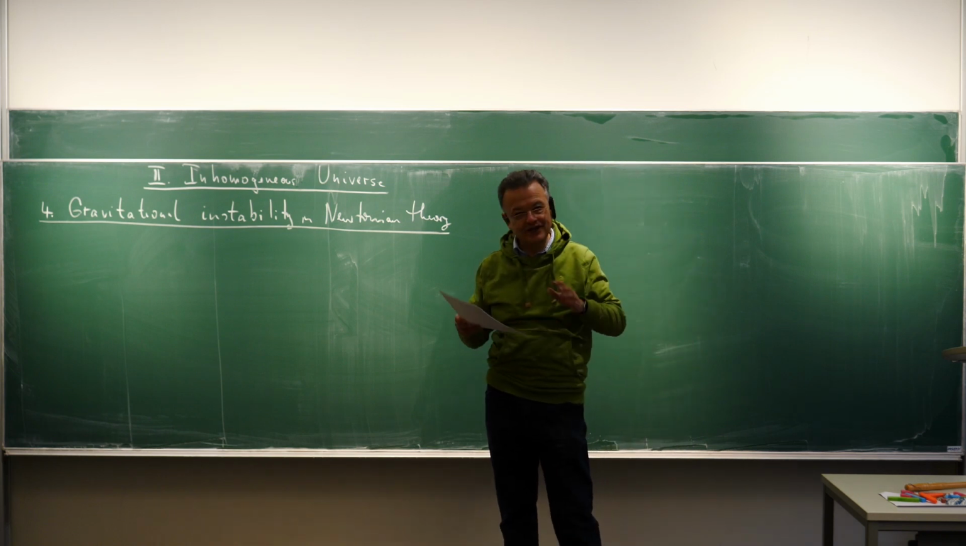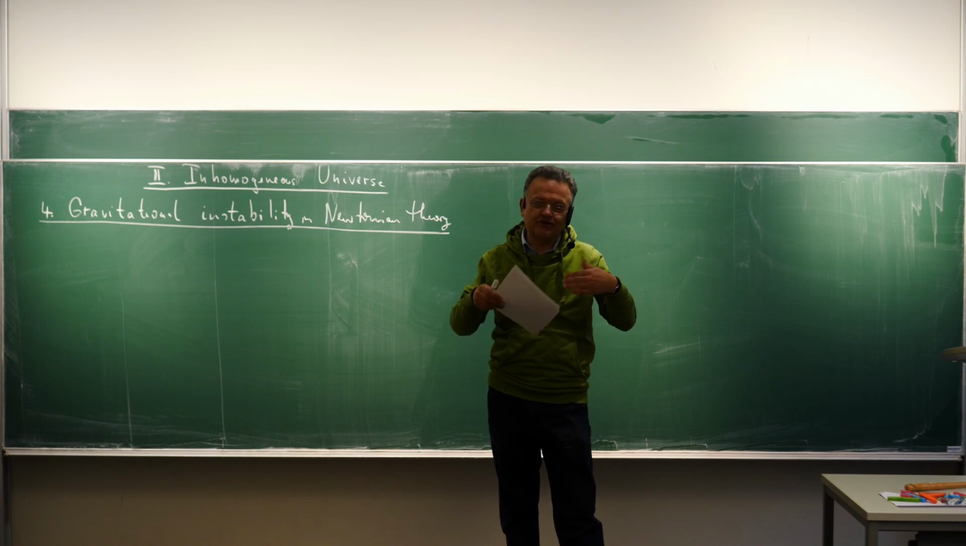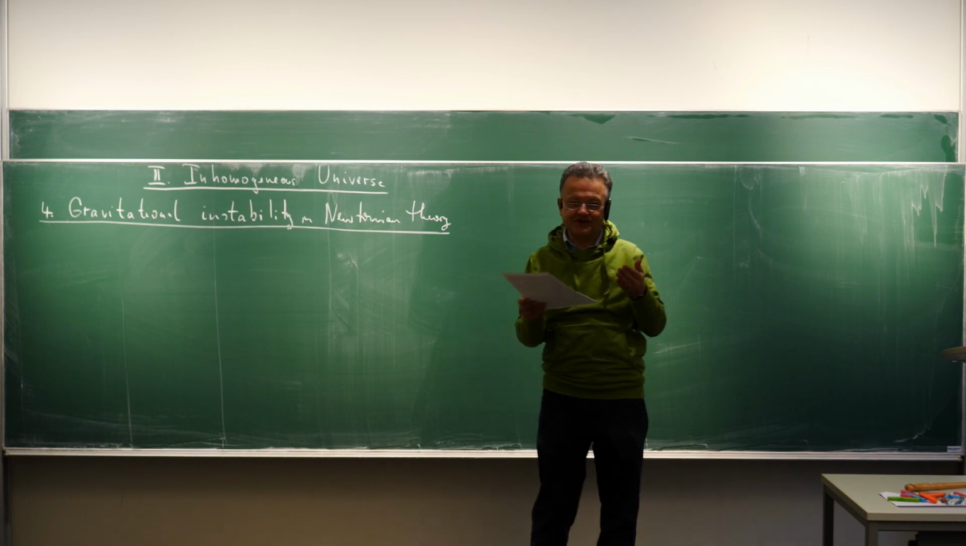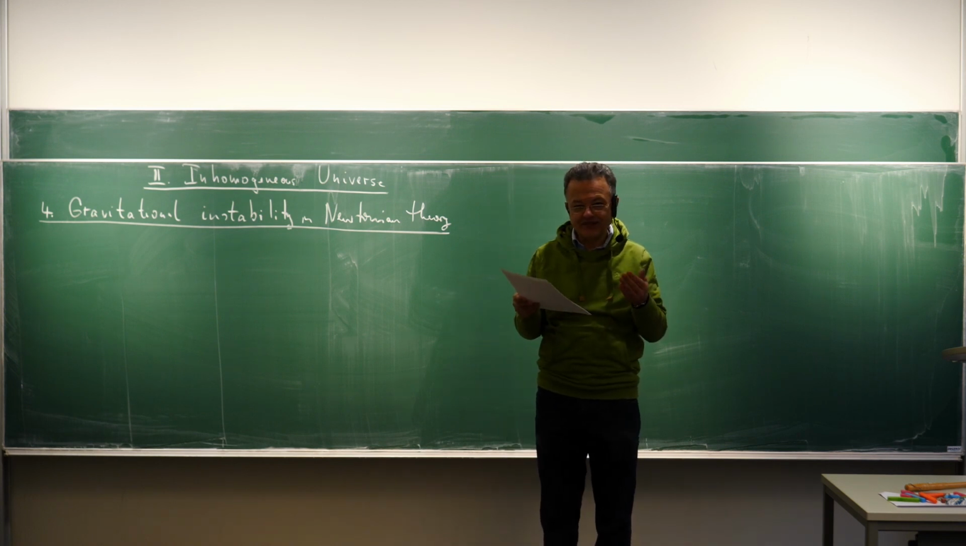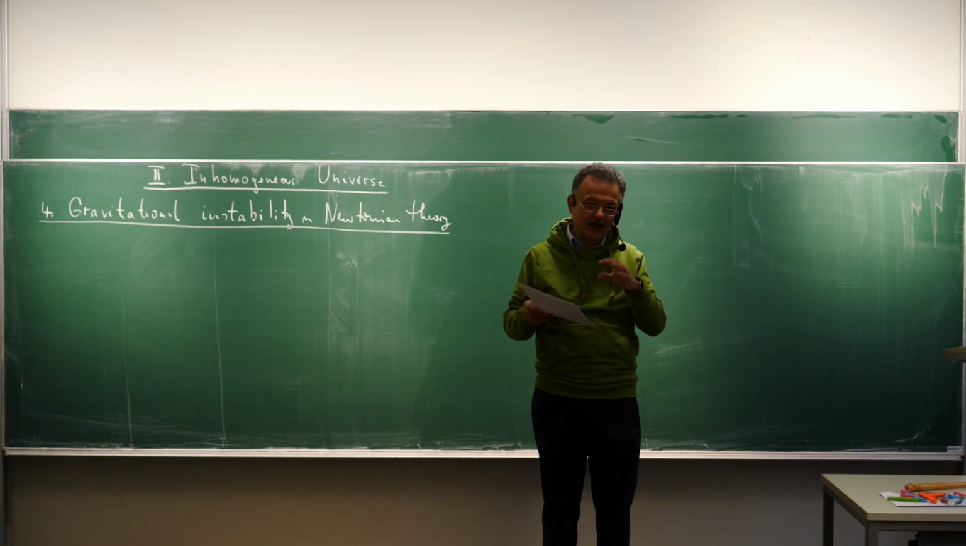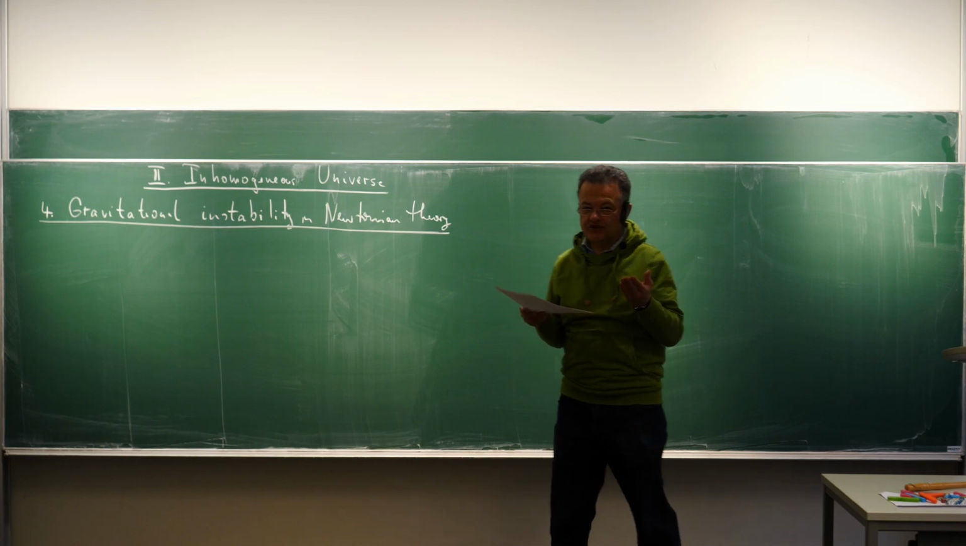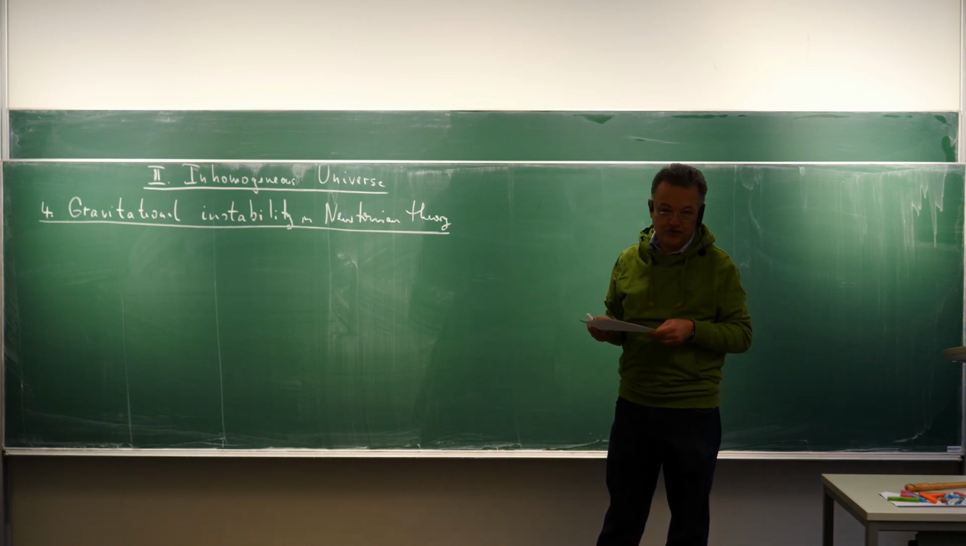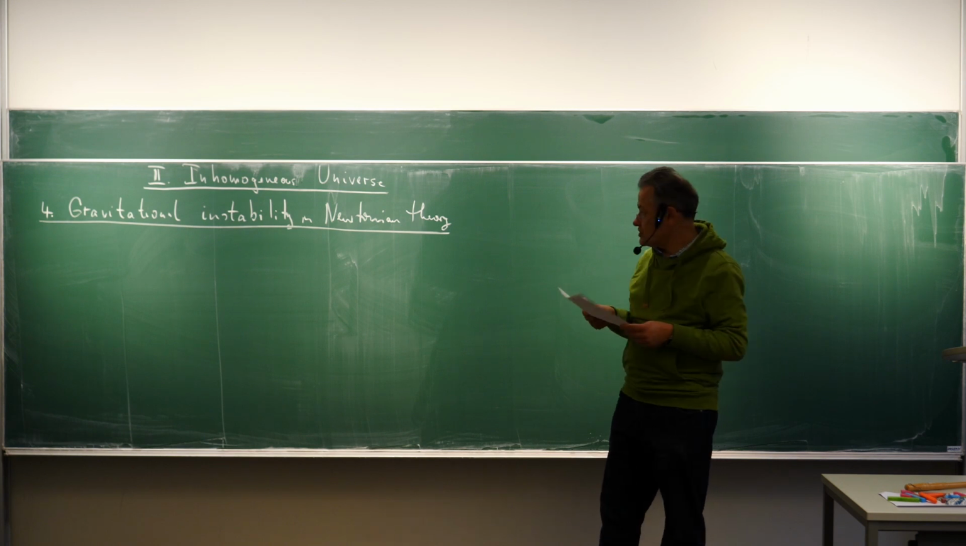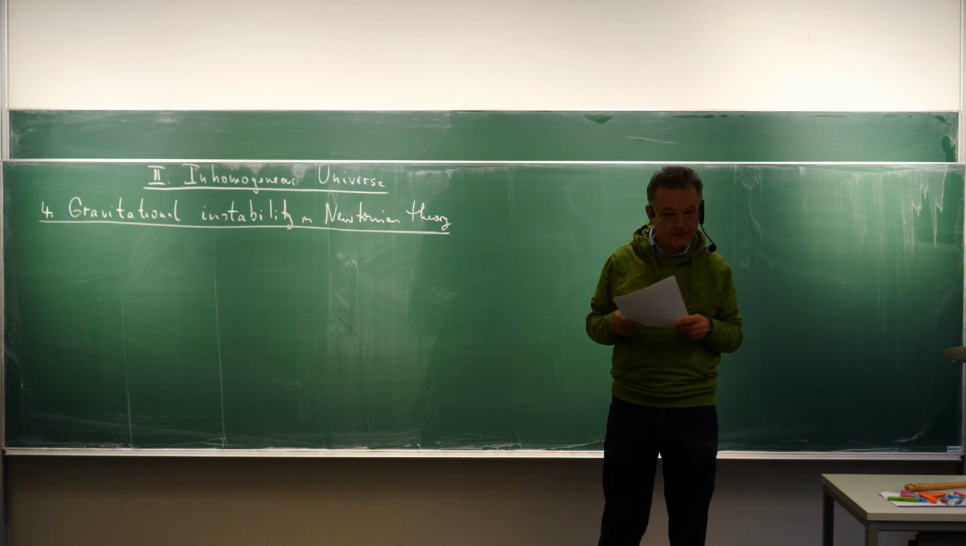And I remind you the lecture course consists of two main parts. The first is about a homogeneous universe where we neglect inhomogeneities. And the second part is about inhomogeneities, actually small inhomogeneities on the background of a homogeneous space-time. Now, before the Christmas break, we finished the homogeneous part.